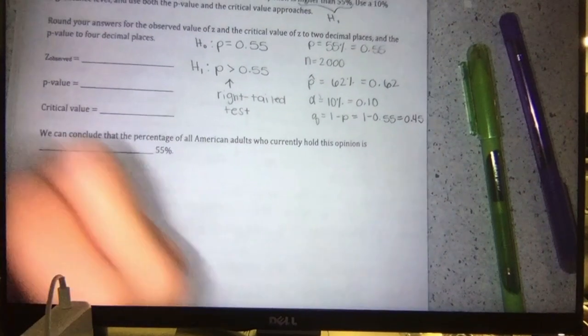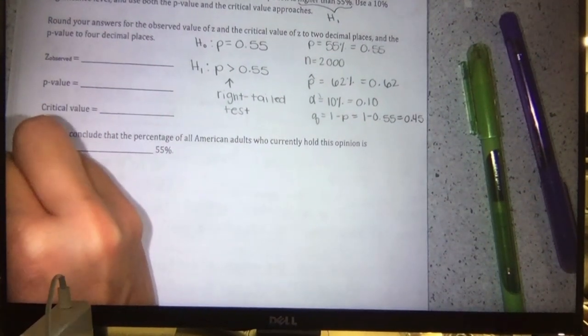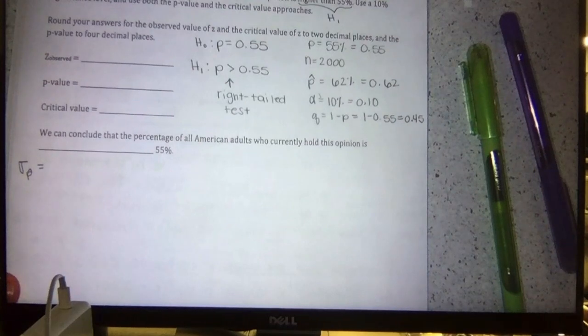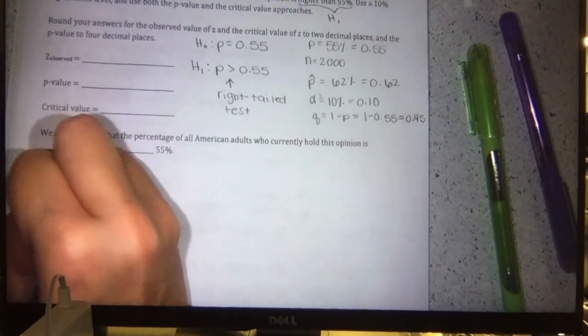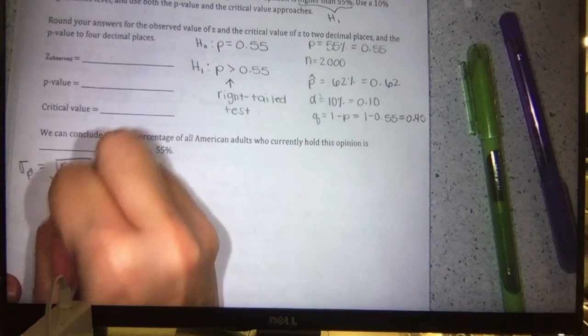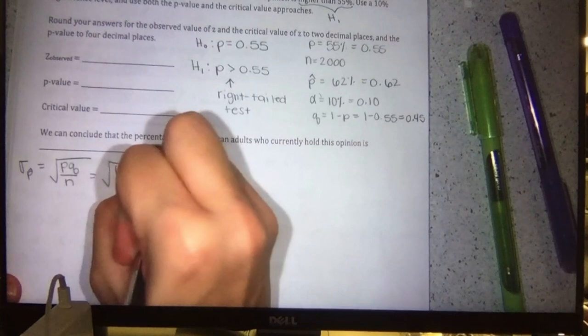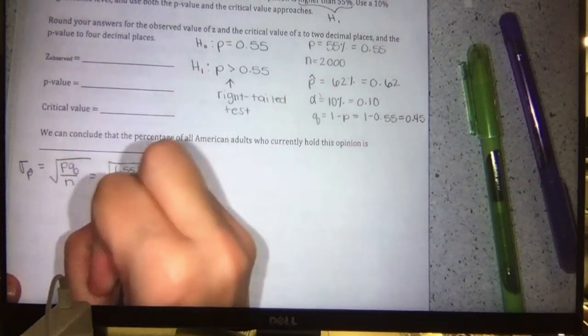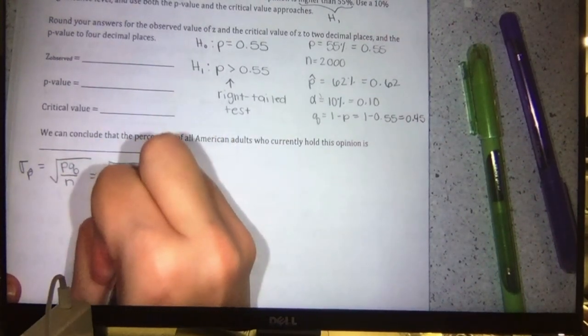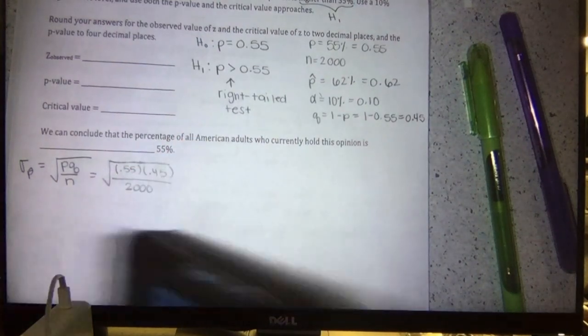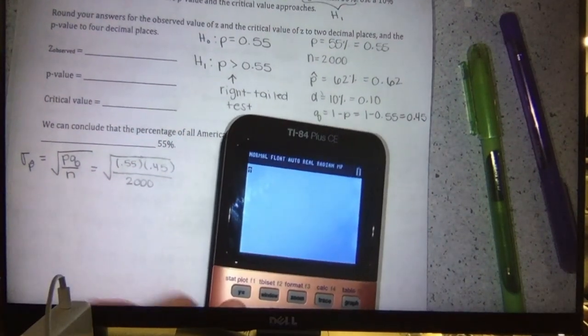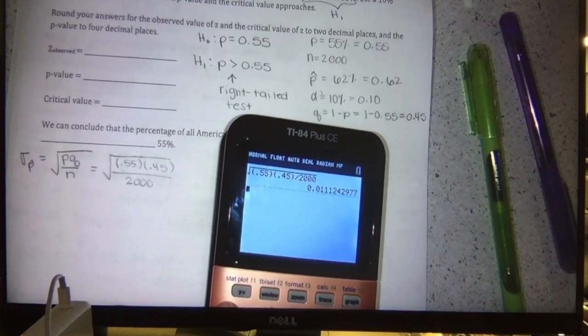So let's find our sampling standard deviation, which remember going back is the square root of p times q over n. So the square root of 0.55 times 0.45 all over 2,000. Which is 0.0111.